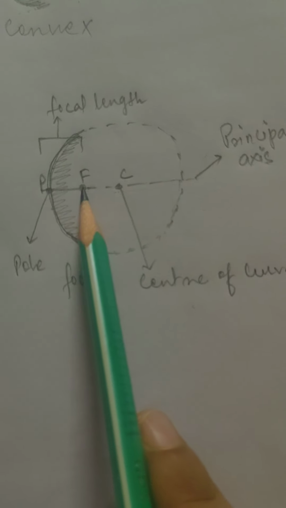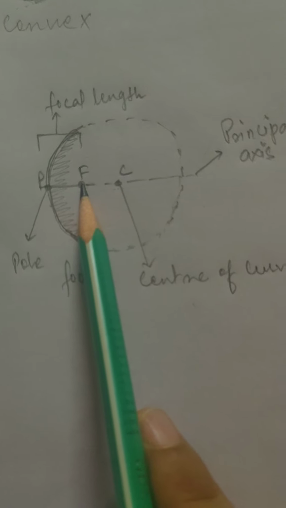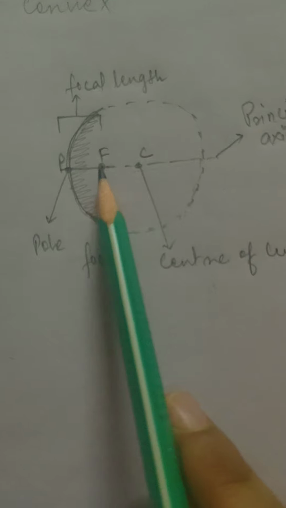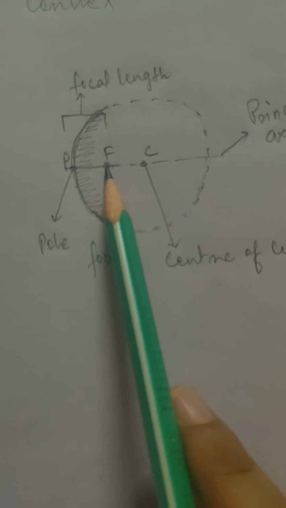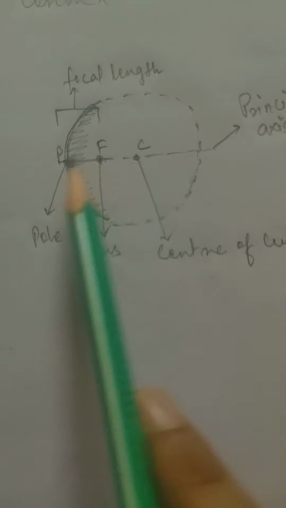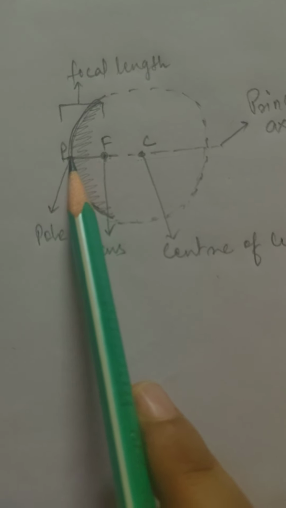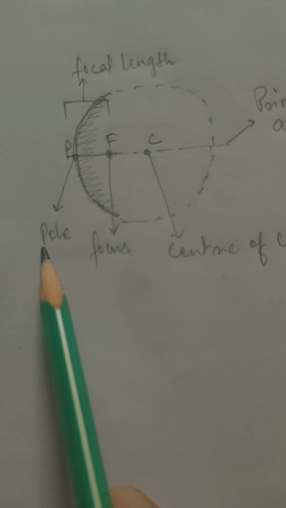There is something known as the focus. Why do we call this the focus? Because during the formation of an image, every light ray will concentrate out here. This point is known as the focus. It is in the middle of the pole and the center of curvature. Now the next thing is the pole. What is the pole? The pole is the midpoint of the mirror. The midpoint of the mirror is known as the pole.